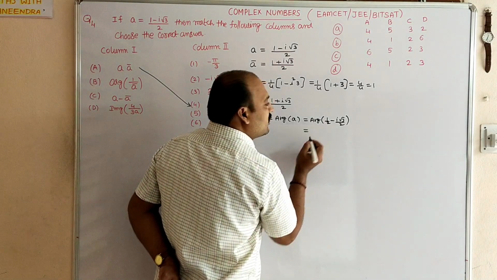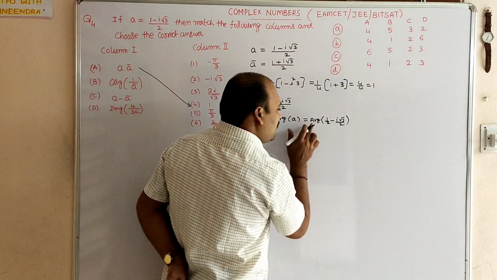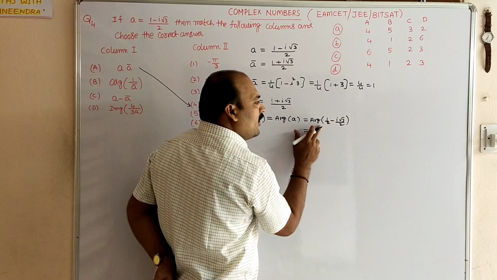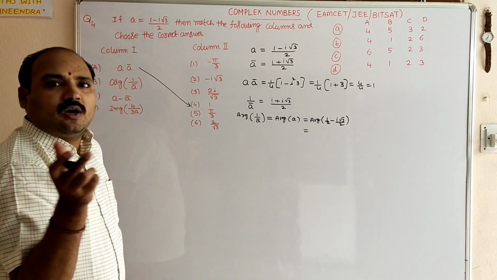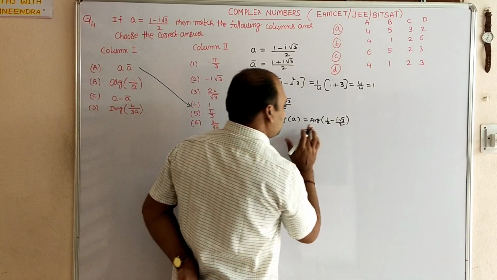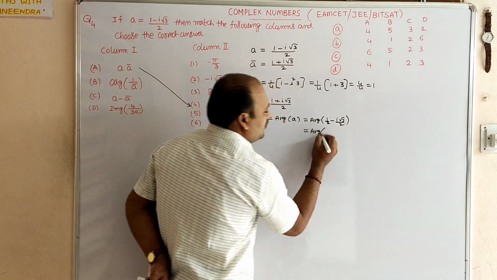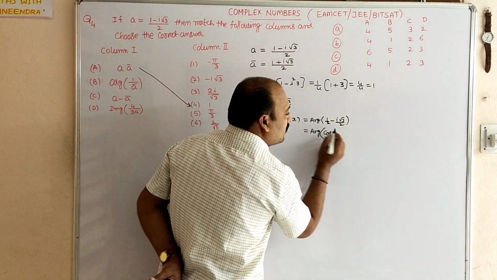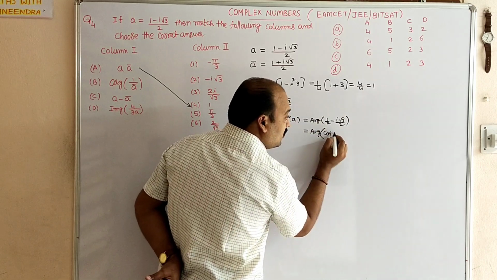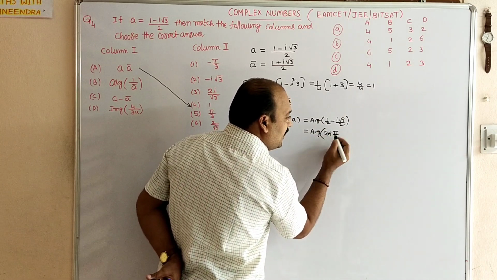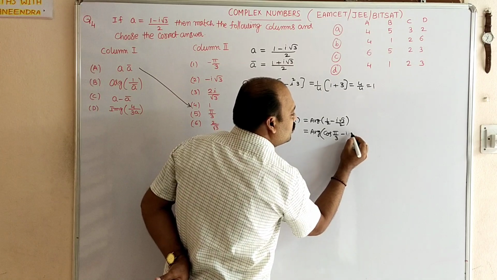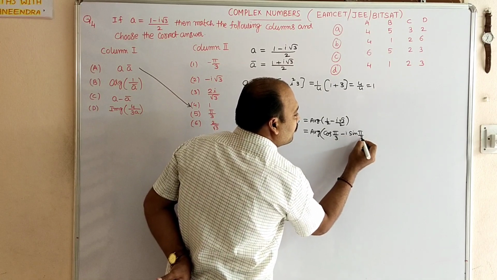Argument means tan inverse of. Better to write it in the Euler form whenever you are writing like this. 1 by 2 means cos theta. Here 1 by 2 in terms of cos 60 degrees, 60 means pi by 3, minus i into sin pi by 3.